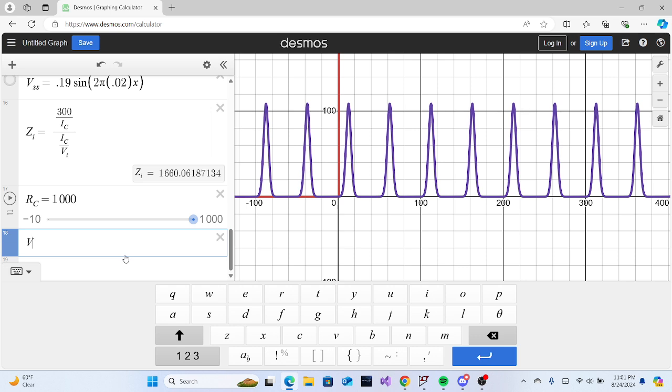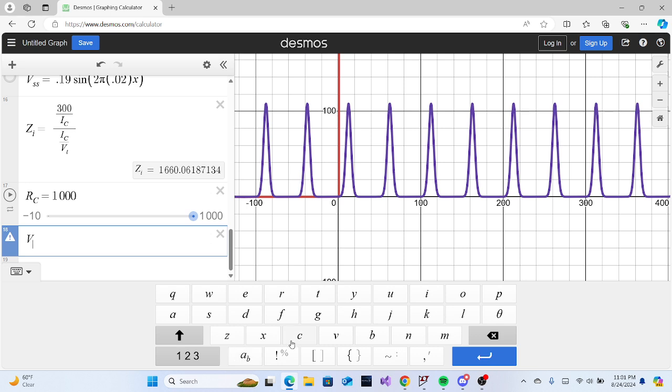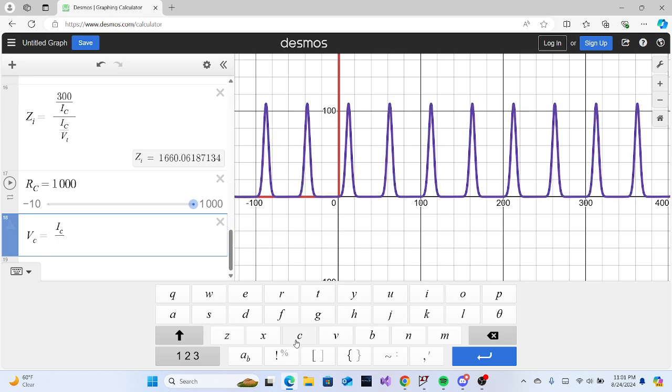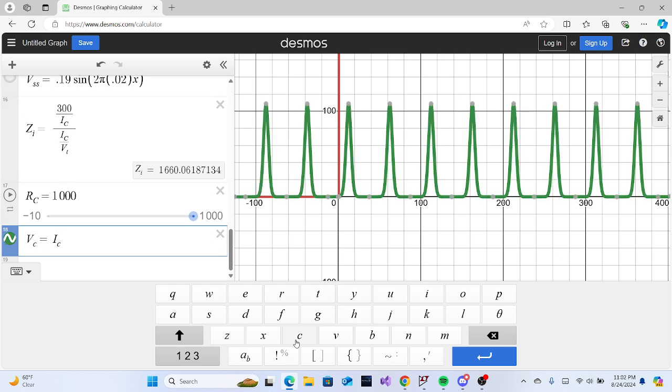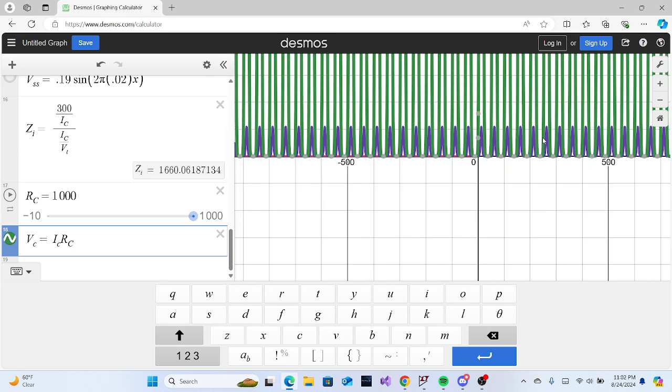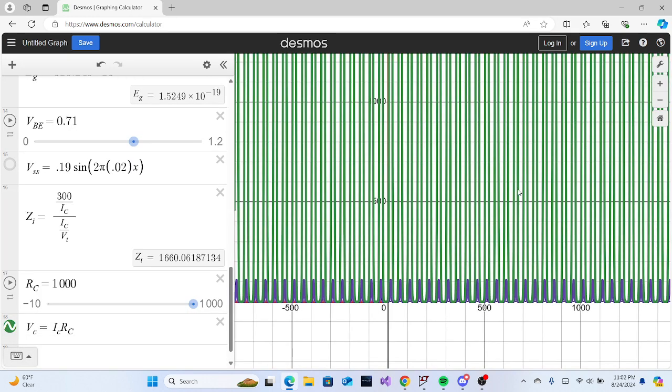Well, we can do VC. Let's do lowercase because it's going to be total equals I sub lowercase c times RC. Ohm's law, you dummy. Capital. Okay, so that would be our collector voltage if we had a 1K. Yeah, that doesn't surprise me.